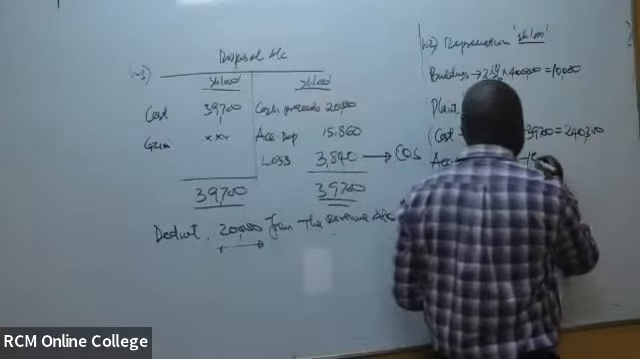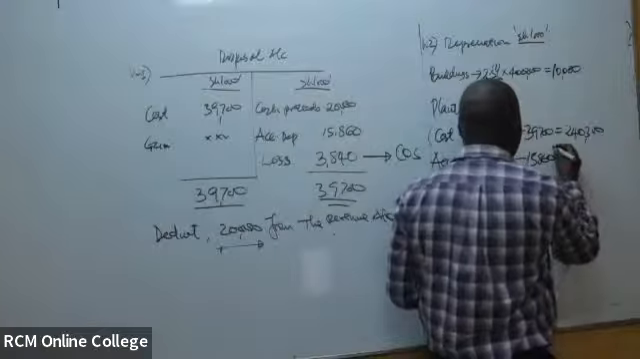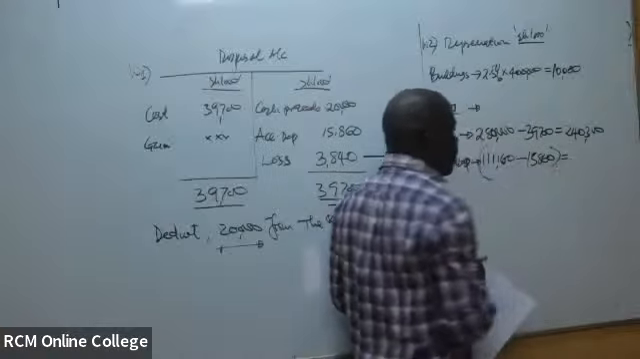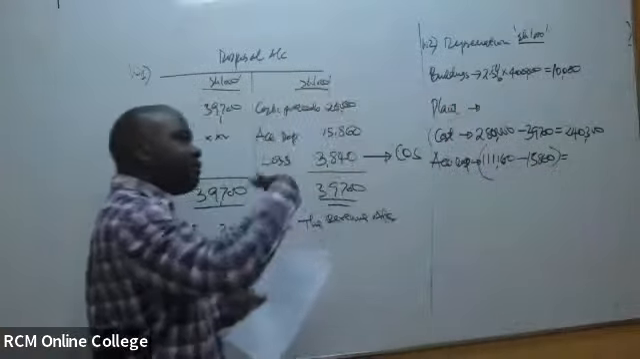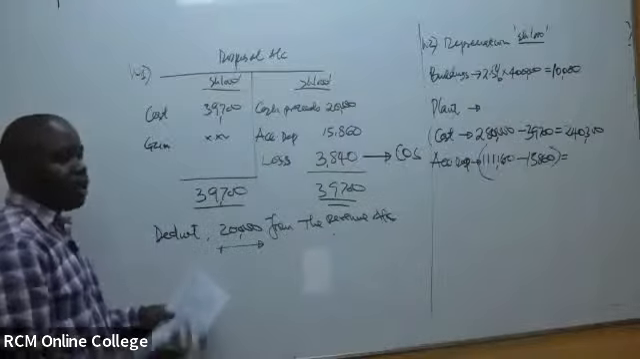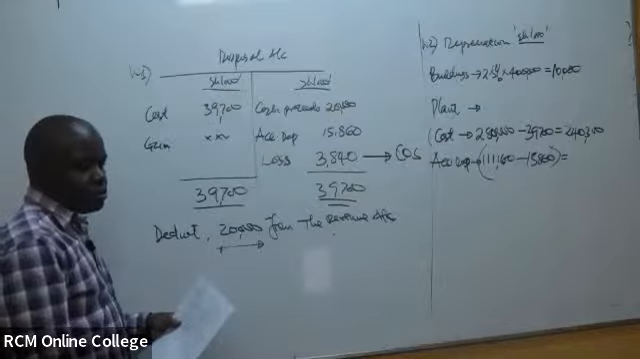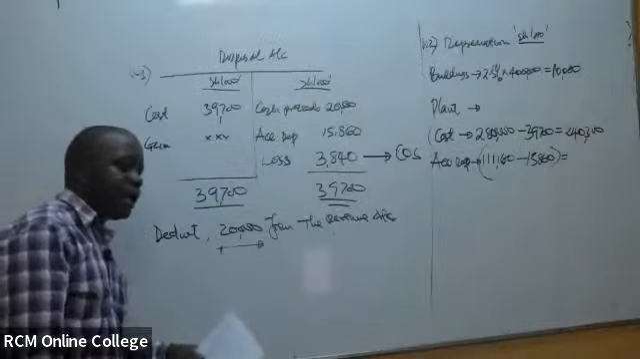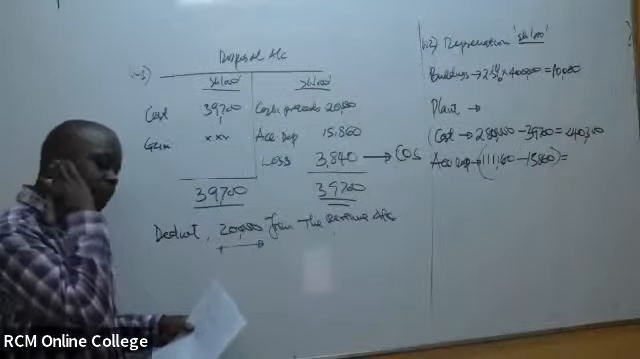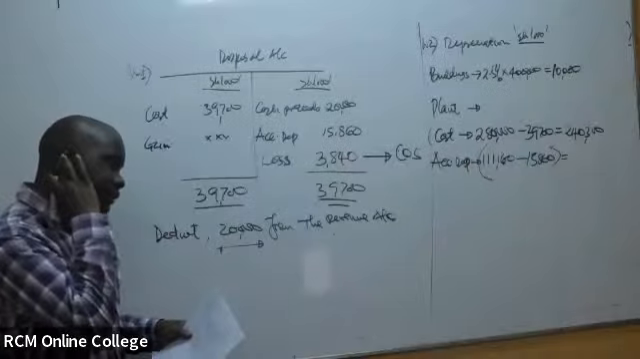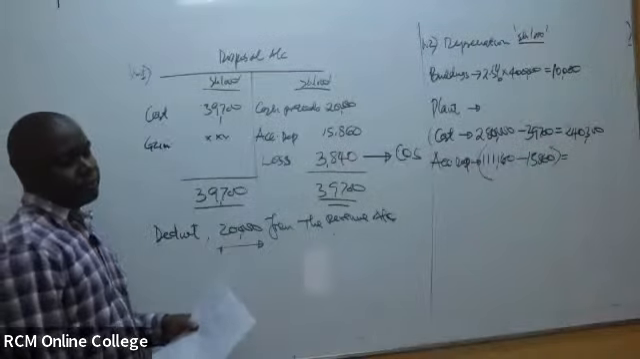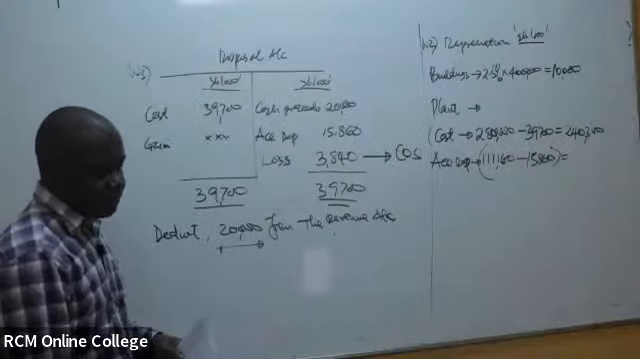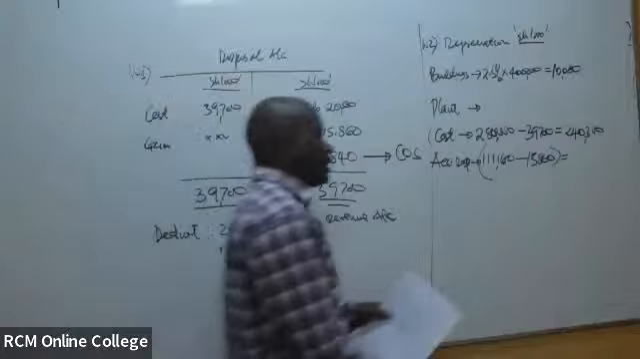So overall, the accumulated depreciation of the items remaining in the business is how much? What is the figure there? Get the difference. It is 95,300.